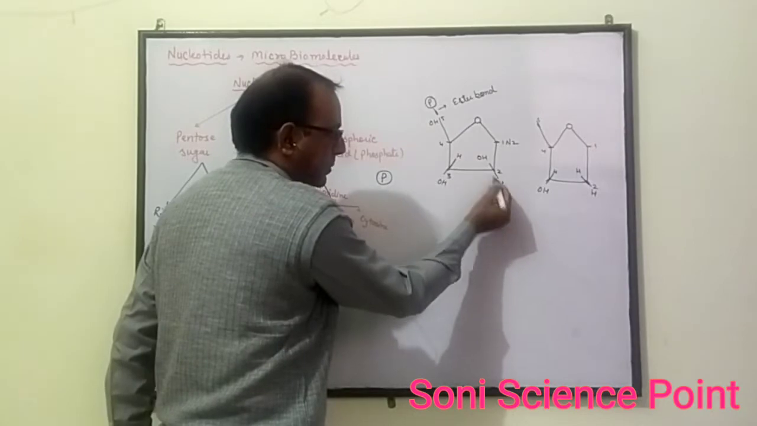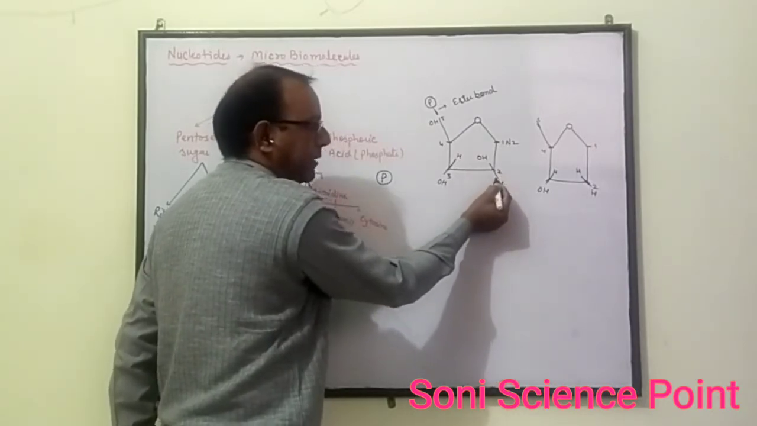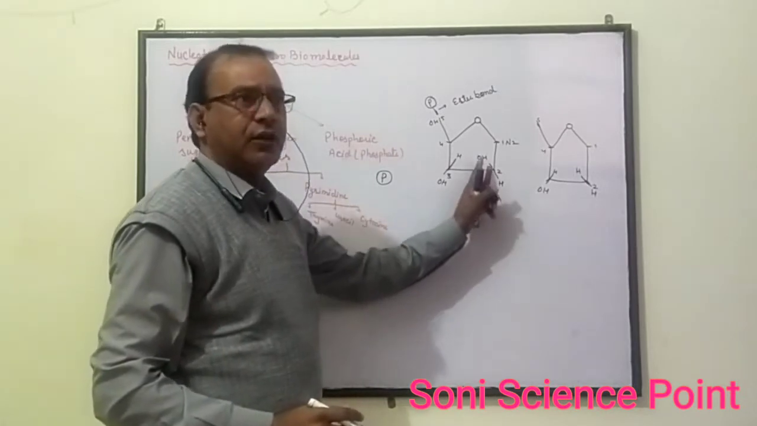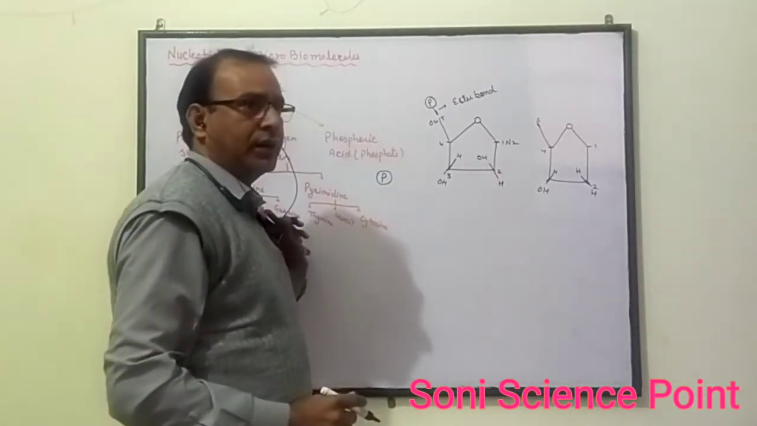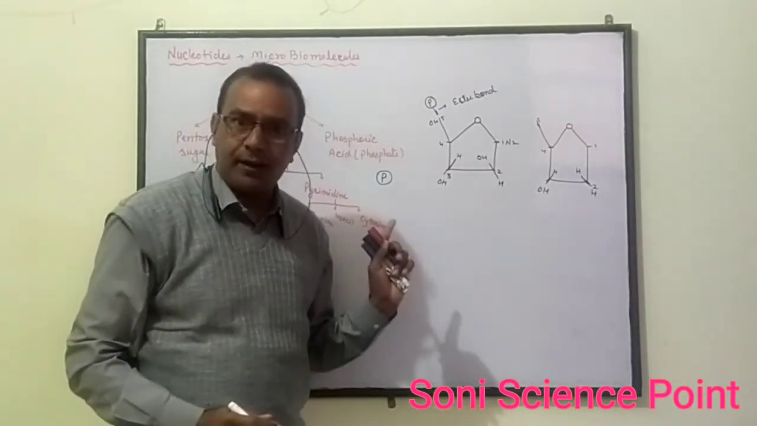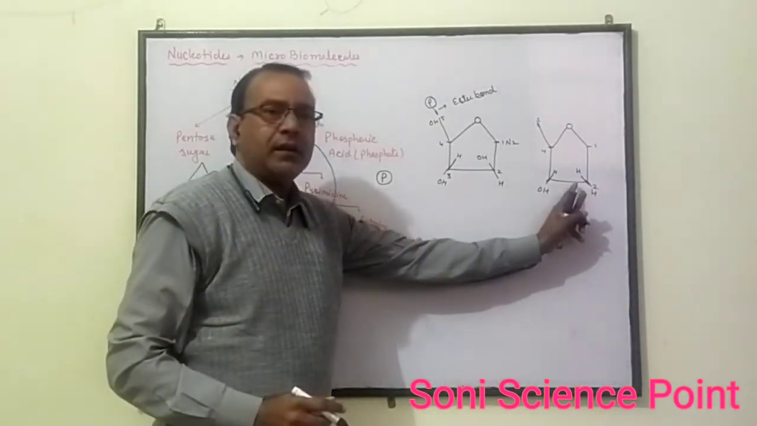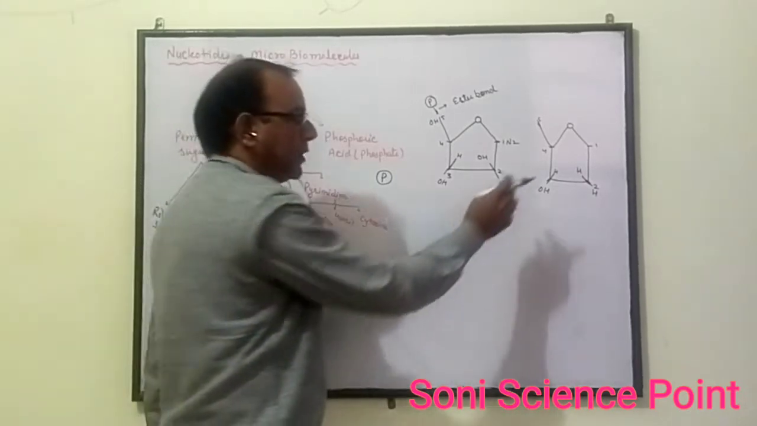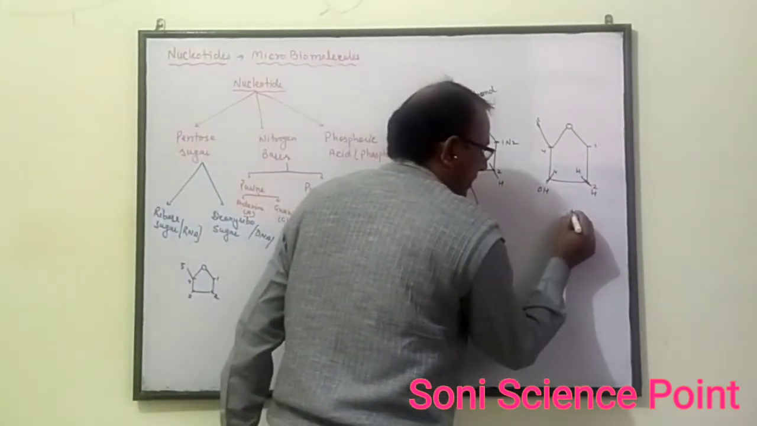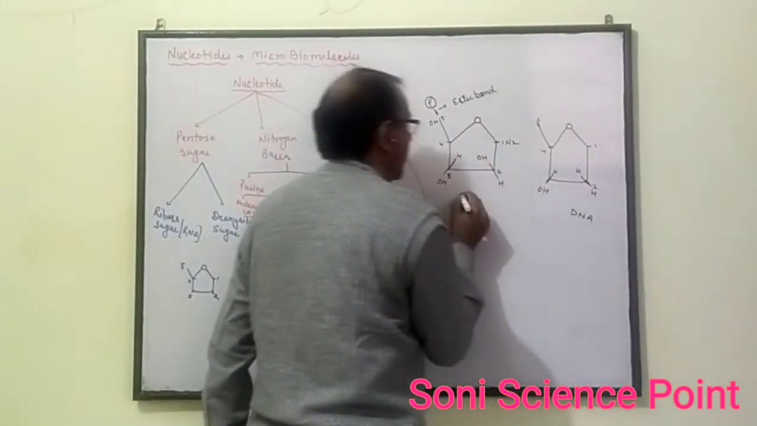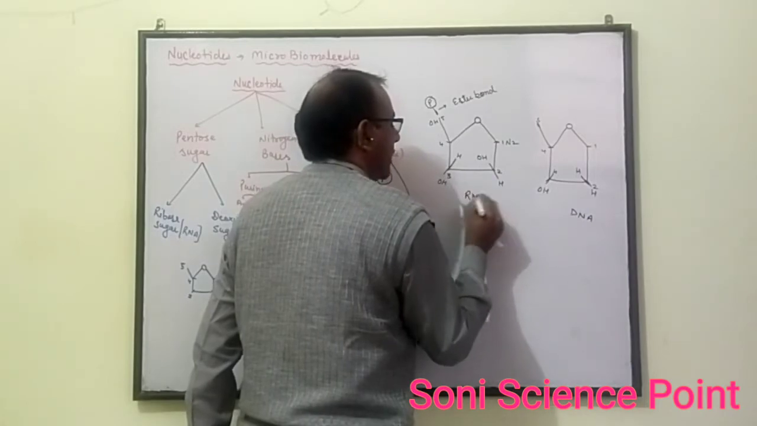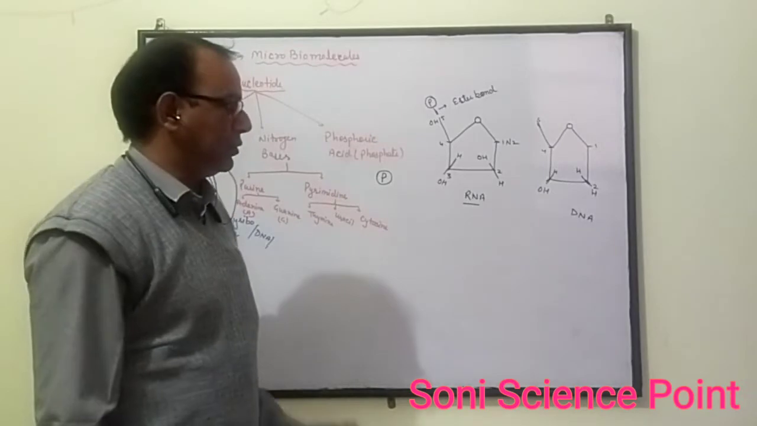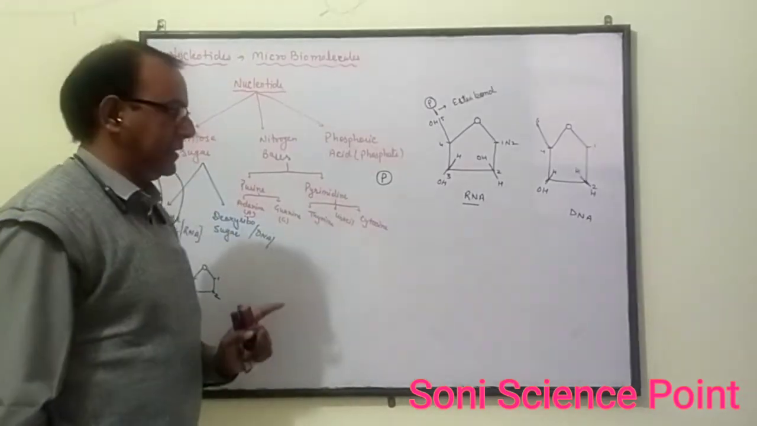The difference is at the carbon number 2 position. If carbon 2 contains H and OH, that is ribose sugar, which is a part of RNA. And if at carbon number 2 one oxygen is reduced and it forms H and H, this is DNA, because in this structure one molecule of oxygen is reduced. So this is the major difference.